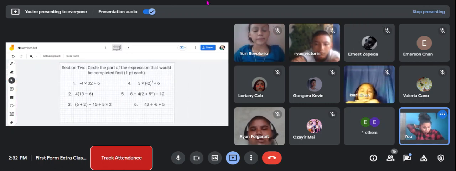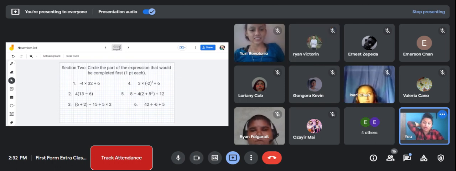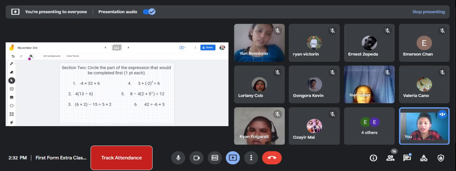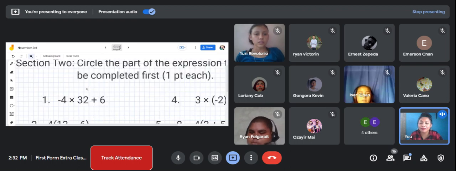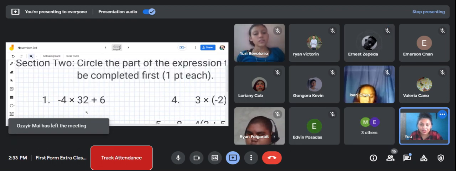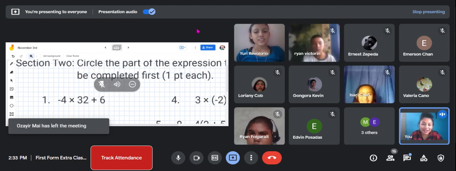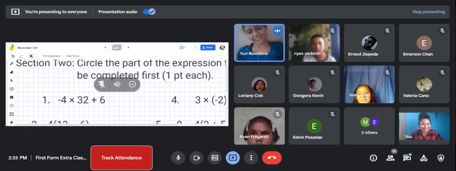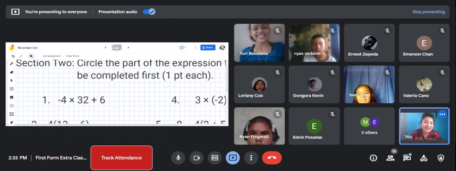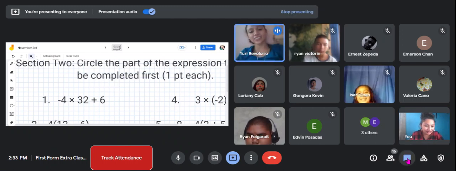Now, here it says circle the part of the expression that you would complete first. Let's do number one first. Let me zoom this in so that you guys can see what I'm talking about. Okay, we're going to go one by one.